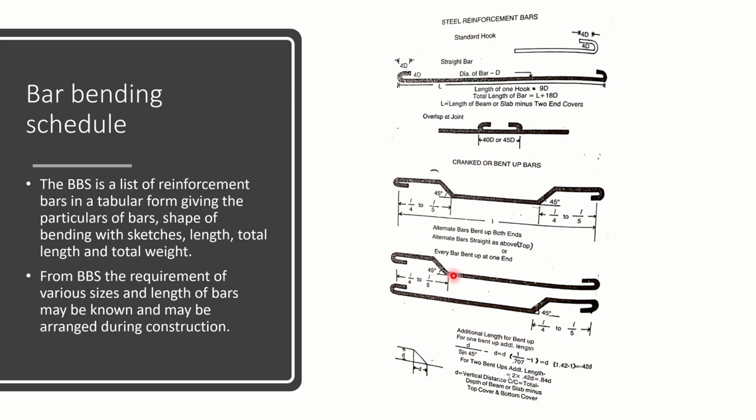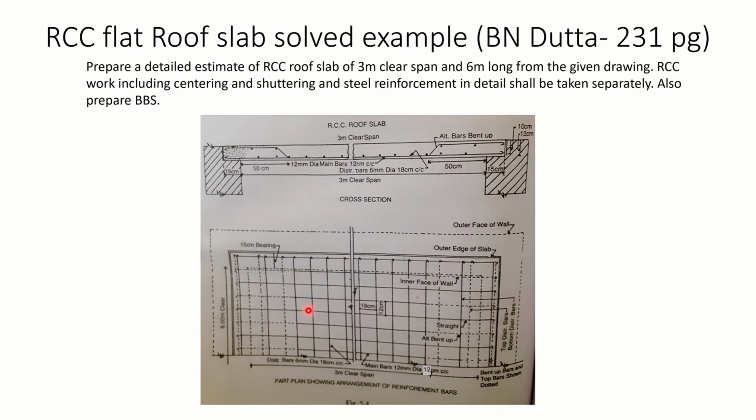So all the summary of all these reinforcement bars can be written in a bar bending schedule. A bar bending schedule is a list of reinforcement bars in a tabular form, giving the particulars of bars, shape of the bending with sketches, length, total length and total weight. From the BBS, the requirement of various sizes and lengths of bar may be known and arranged during the construction. So now let us solve an example.